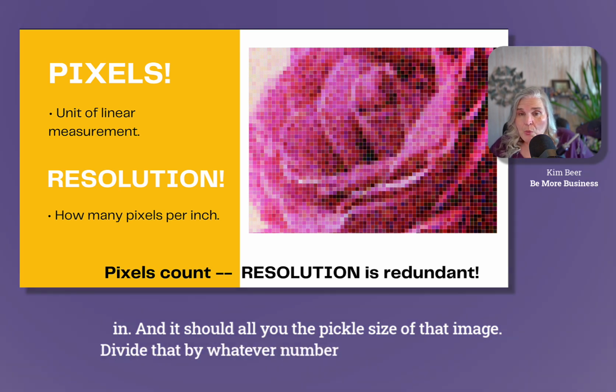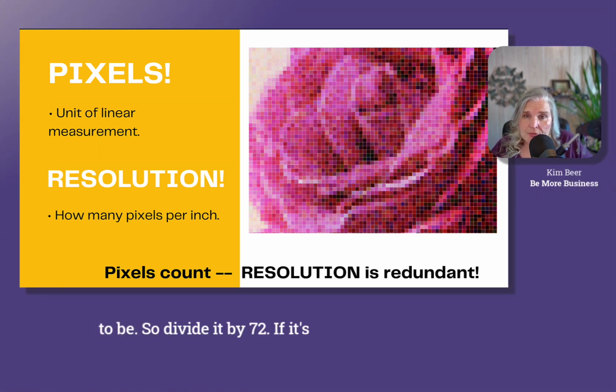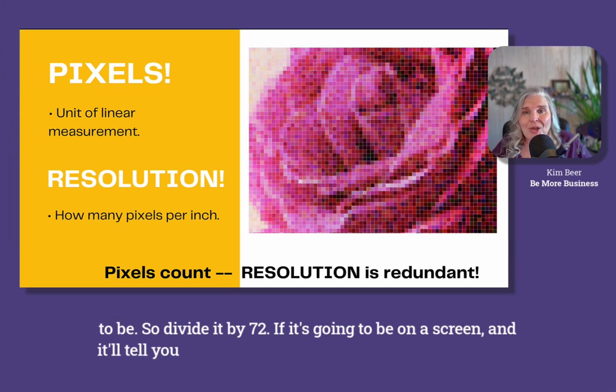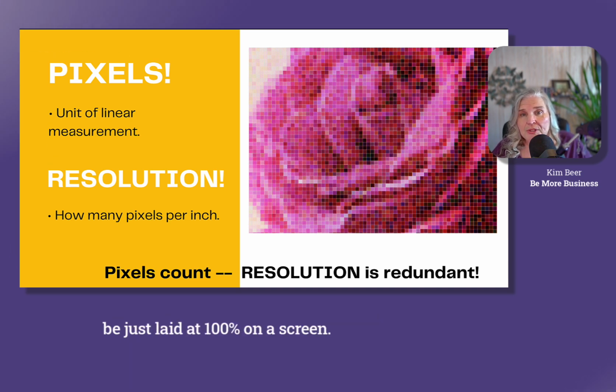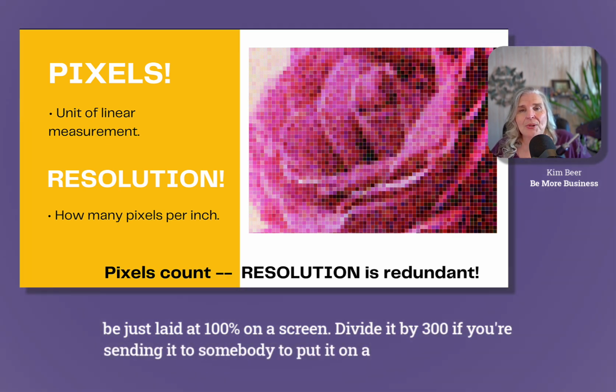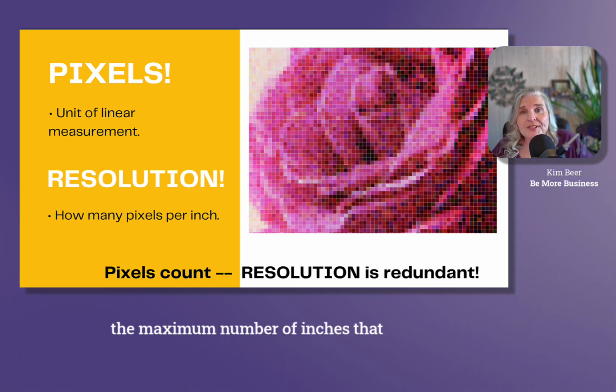Divide that by whatever number the destination is going to be. So divide it by 72 if it's going to be on a screen, and it'll tell you how many inches that photo would be able to be displayed at 100% on a screen. Divide it by 300 if you're sending it to somebody to put it on a brochure, and that's the maximum number of inches that image would be able to be displayed at.